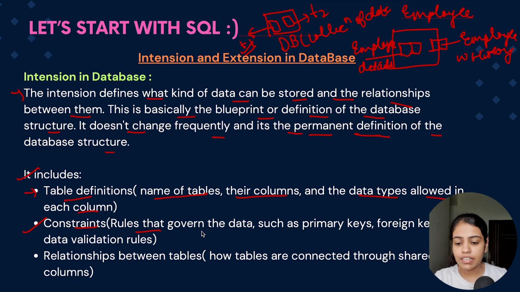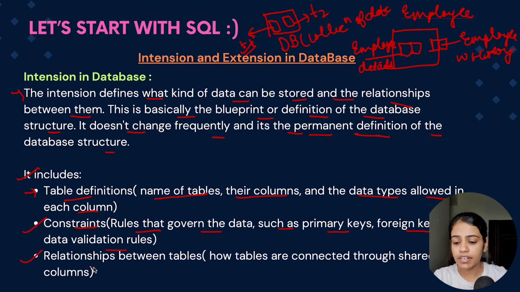Constraints are basically the rules that govern the data, such as primary key, foreign key and data validation rules. So constraints basically check that if this particular data is being stored, does it follow this particular rule? For a primary key constraint, the column shouldn't hold any duplicate values. If it has a not null constraint, it shouldn't take any null values. So that type of validation rules are performed.